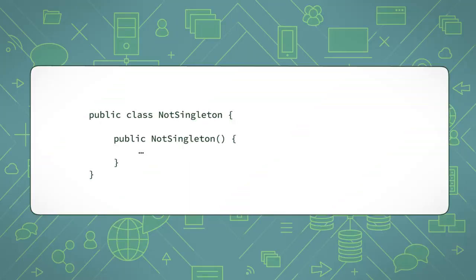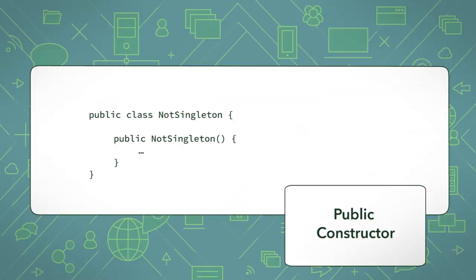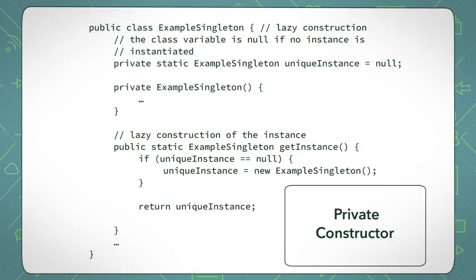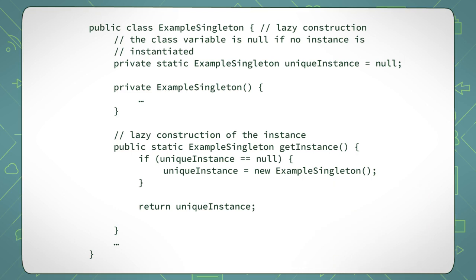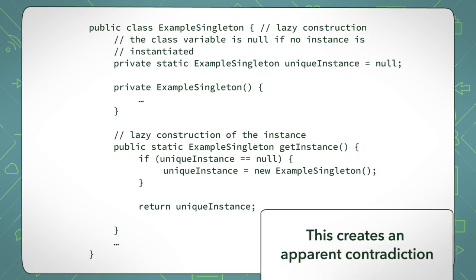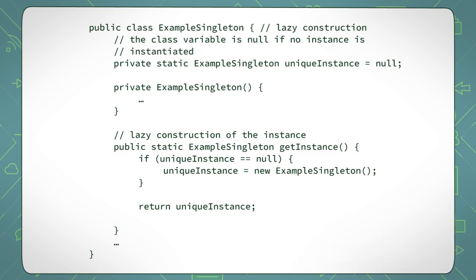If you have a class with a public constructor, this constructor may instantiate an object of this class at any time. There is nothing to prevent a different part of the software creating another object of this class. Instead, then, you give the class a private constructor so that the constructor cannot be called from outside the class. This creates an apparent contradiction. The constructor is private, so it cannot be called outside its class. So how do you create an object of this class without a public constructor?